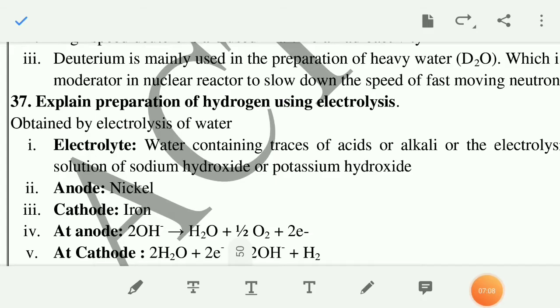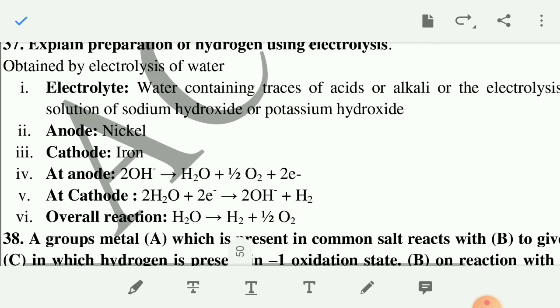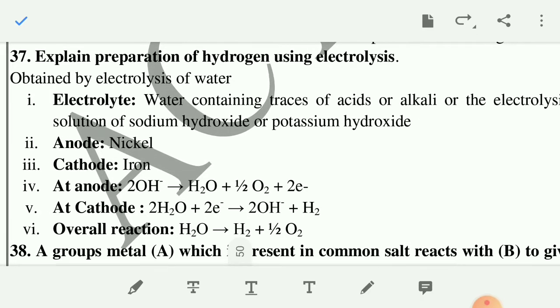The next question, explain the preparation of hydrogen by electrolysis. It is obtained by electrolysis of water containing a small amount of acid or alkali, or by electrolysis of aqueous sodium hydroxide or potassium hydroxide. The anode is nickel and the cathode is iron. At the anode: 2OH minus gives H2O plus 1/2 O2 plus 2 electrons. At the cathode: 2H2O plus 2 electrons gives 2OH minus plus H2. Cancelling, the overall reaction is H2O gives H2 plus 1/2 O2.